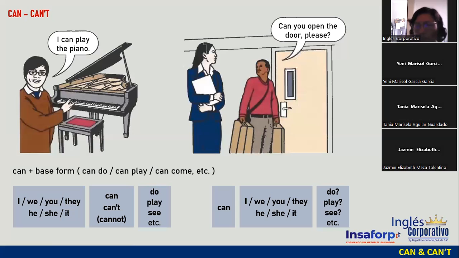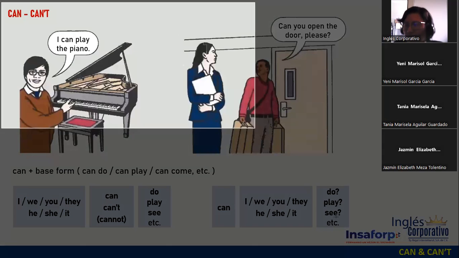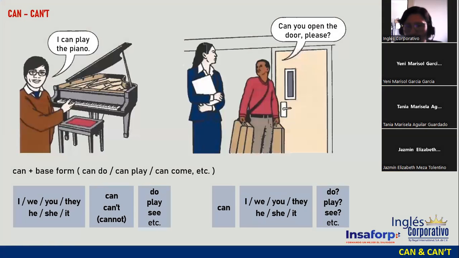Entonces, we have here can plus the base form, que es la forma en la que nosotros lo vamos a usar. Por supuesto, ya sea can or can't, ¿verdad? Entonces, eso que ustedes ven acá, todo esto acá abajo, es la fórmula que necesitan, o sea, los elementos que ustedes necesitan, que son los que el instructor les estaba presentando.